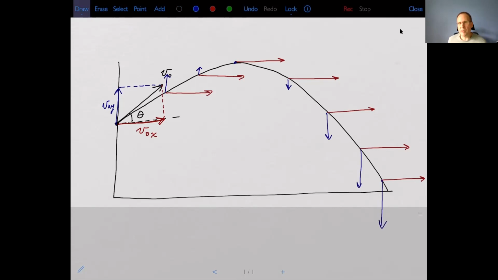So you can think of projectile motion as consisting of two motions. It's constant velocity motion in the x direction and free rise, free fall motion in the y direction. If you put those two together, you get the motion of a projectile.